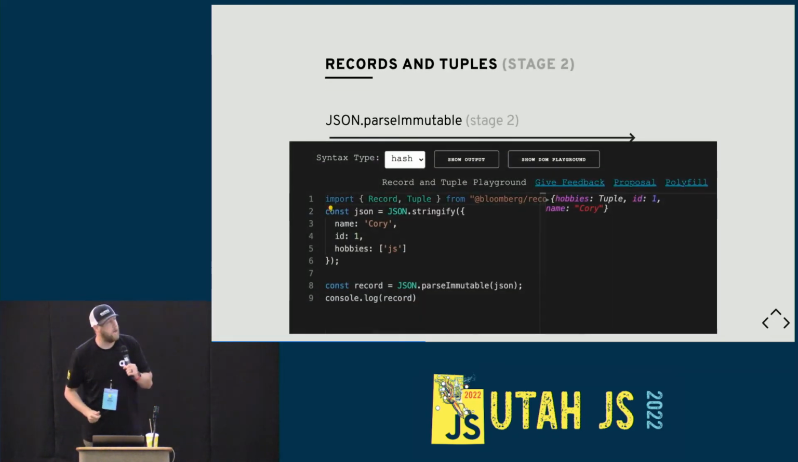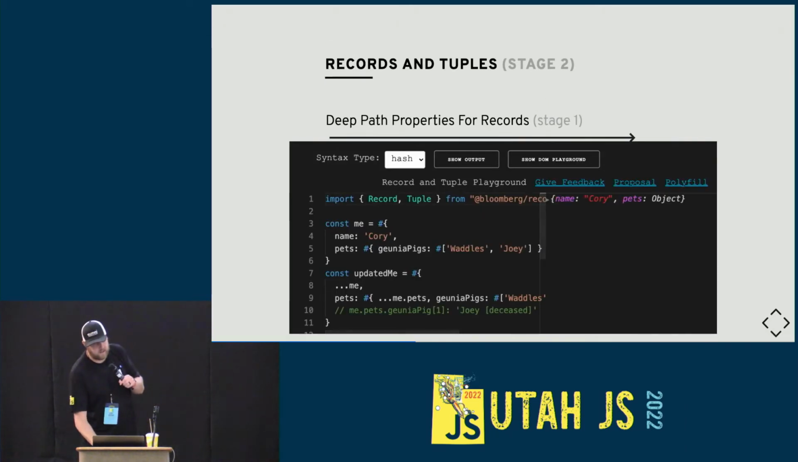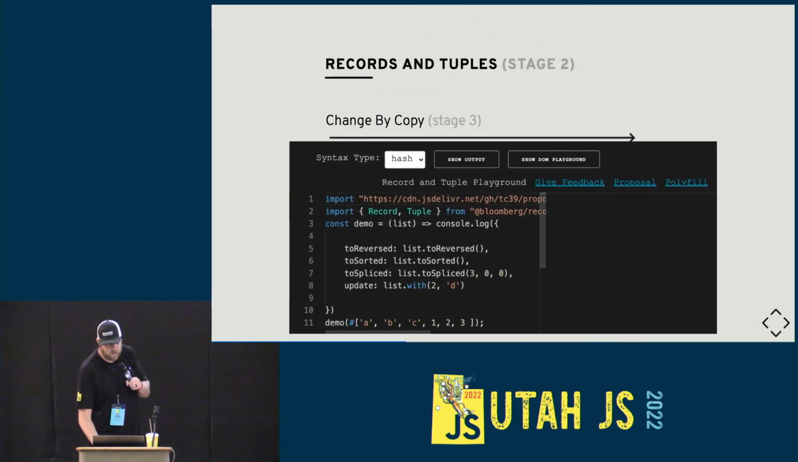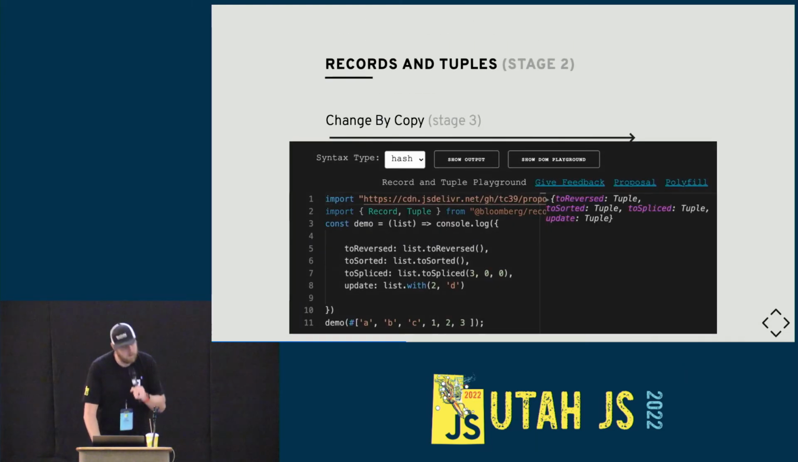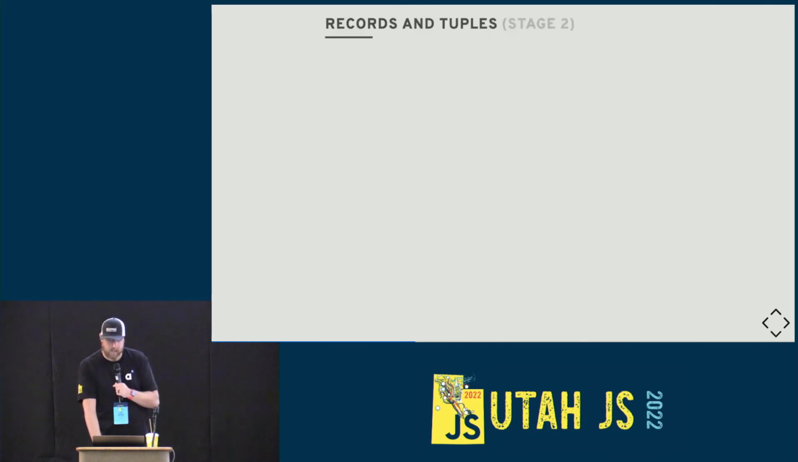And finally, the final supporting proposal that goes along with records and tuples. Oh, I'm sorry, I didn't even tell you guys. I have it up there. This deep path property is in stage 2. Change by copy is in, no, that's in stage 3. That's wrong. Change by copy is in stage 3, guys, so it's very likely we're going to get that.